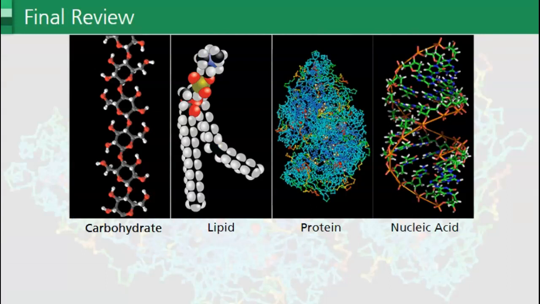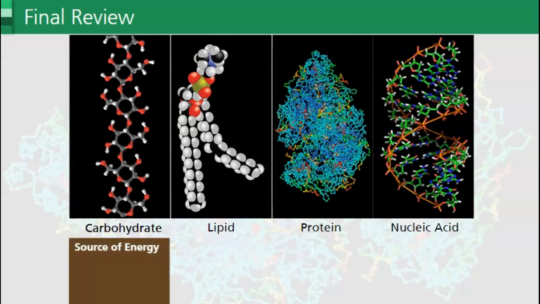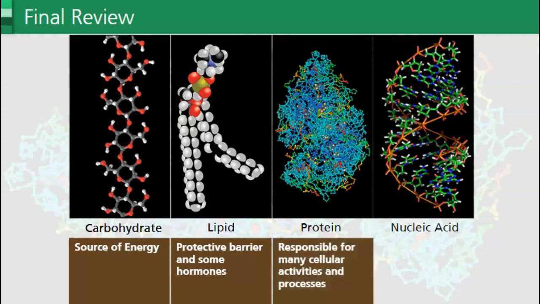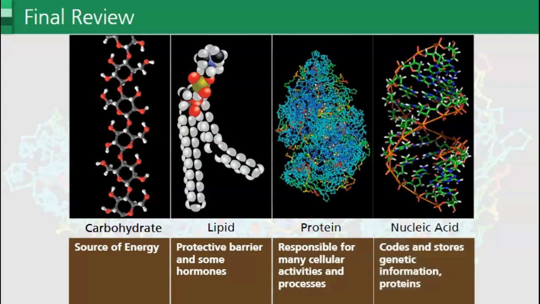Let's go through the 4 main macromolecules again as a review. 1. Carbohydrates are a main source of energy and building material. 2. Lipids perform many functions, including providing a protective barrier in our cell membranes. 3. Proteins are responsible for much of the cellular activities and processes. And 4. Nucleic acids store our genetic information and code for those important proteins.